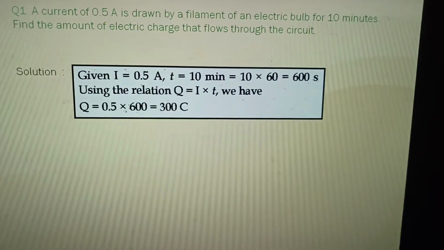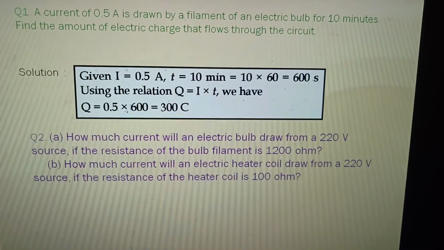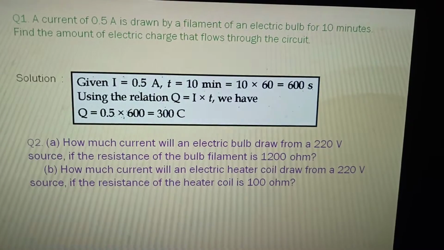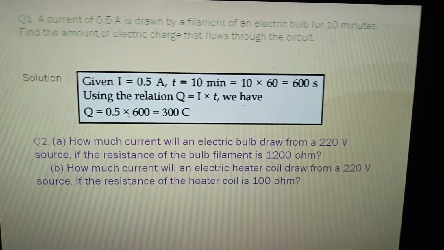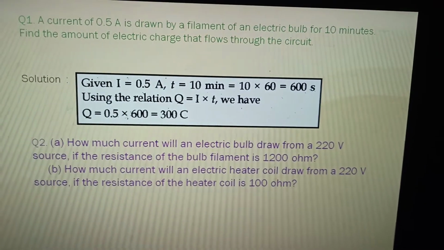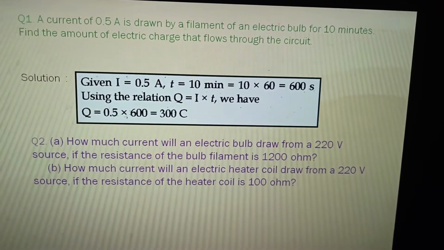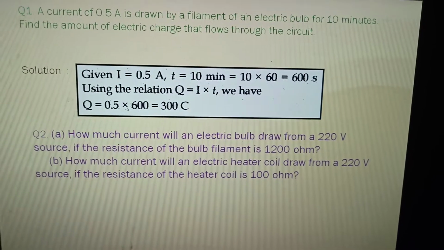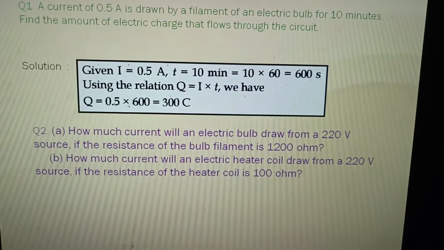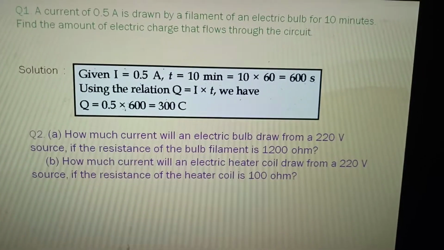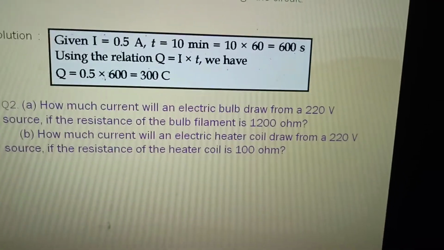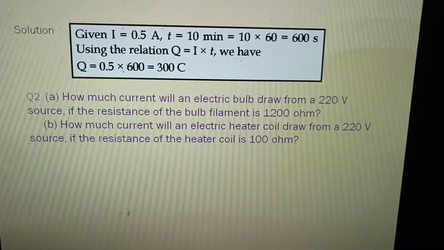Now let us see the second one. The question says: how much current does an electric bulb draw from a 220 volt source if the resistance of the bulb filament is 1200 ohm? Very easy one. We have to find the current only, and to find the current we will use V equal to IR, Ohm's law, here. Using Ohm's law we can easily find it. Then, how much current does the electric heater coil draw? The same type of question. So let us do it.